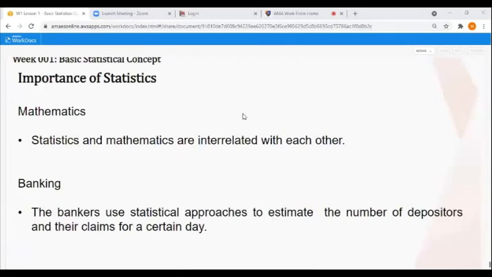And for mathematics, statistics and mathematics are interrelated with each other. As you can see from the previous slides, let's say, for example, in the computation of population variance, we made use of the concepts of division, subtraction, exponents, summation. So those are mathematical concepts used by statistics. Okay. And then for banking, the bankers use statistical approaches to estimate the number of depositors and their claims for a certain day. Okay, so officers from the bank should know how much money goes into their bank and how much money goes out of their bank through withdrawal so that they can plan how much money they should have in a given day.